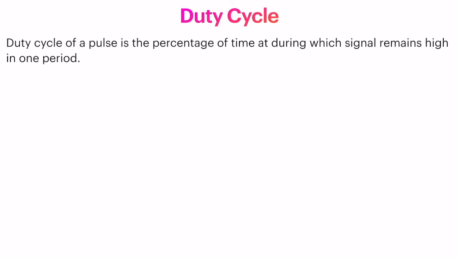One of the important concepts in pulse width modulation is the duty cycle. The duty cycle of a pulse is the percentage of time during which the signal remains high in a given period. One example here is a duty cycle of 100. With a duty cycle of 100, the period has no meaning.